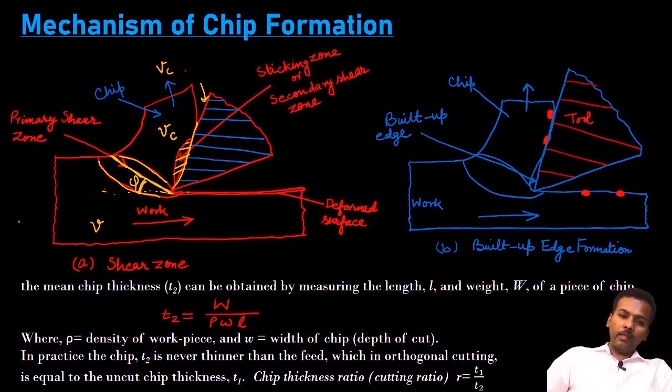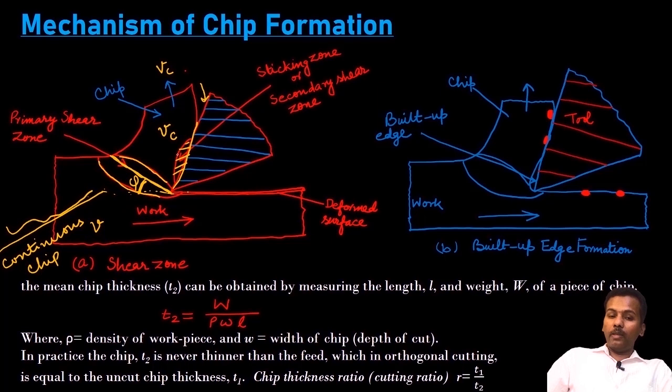This chip may be in a curly shape. Suppose this curly shape chip is going on, and a certain length of chip is obtained. This is called a continuous chip. The disposal of this chip may become troublesome. When we have this continuous chip, a certain chip breaking mechanism is developed so that it breaks after a certain time. It may be created by creating a certain groove.